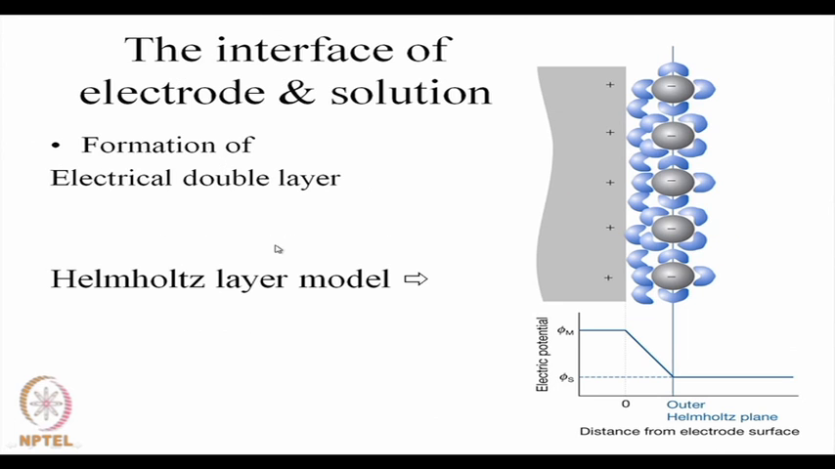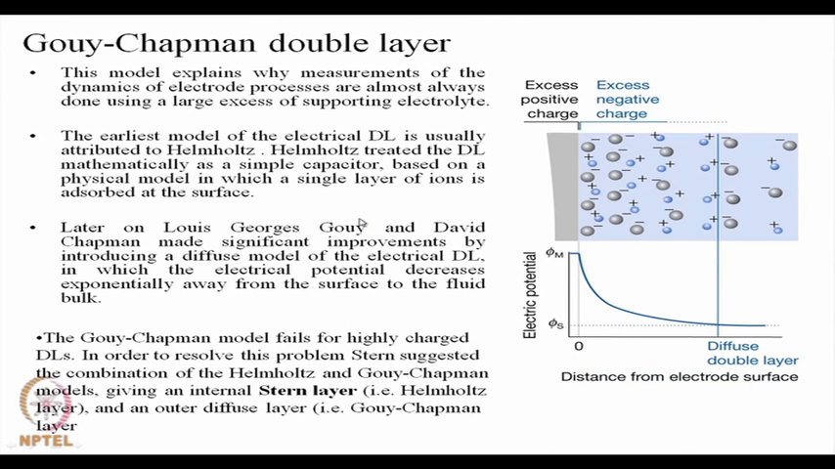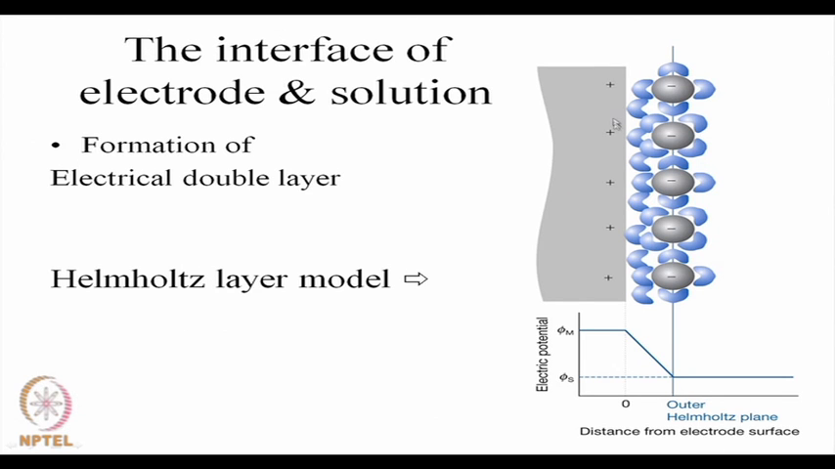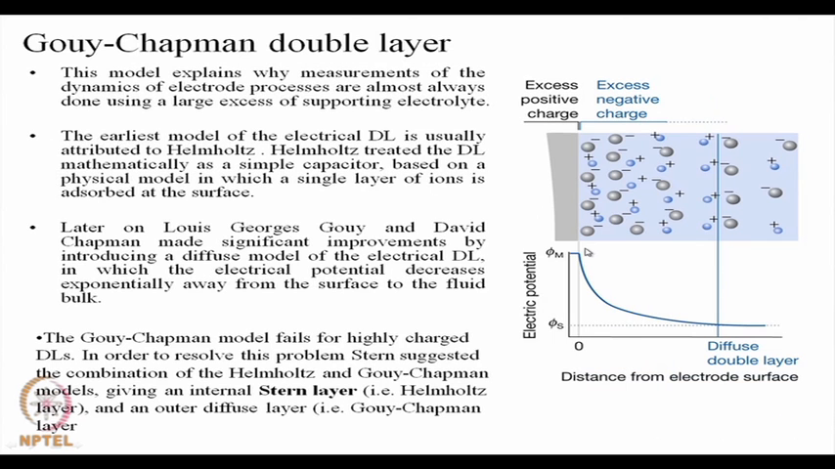Now, the earliest model of the electrical double layer is usually attributed to Helmholtz, that is the Helmholtz double layer model. Helmholtz treated the double layer mathematically as a simple capacitor. You see, there is a plane of plus charges, a plane of minus charges. So, it is simply a capacitor based on a physical model in which a single layer of ions is adsorbed at the surface.